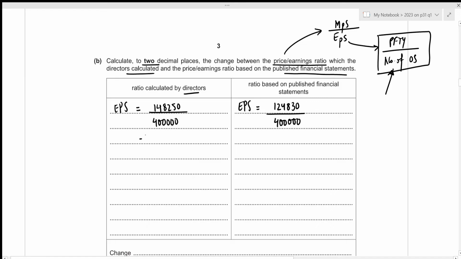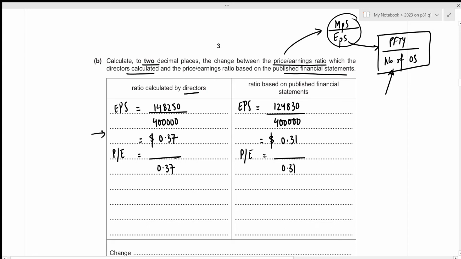Now the earnings per share for the first scenario will just be 0.37. Whereas the earnings per share for the second scenario is just going to be 0.31. Now we can utilize this formula and calculate our price earnings ratio. So price earnings ratio is just going to be the market price per share divided by the earnings per share. We already have earnings per share right here. So that's 0.37 for the first one and 0.31 for the second one.